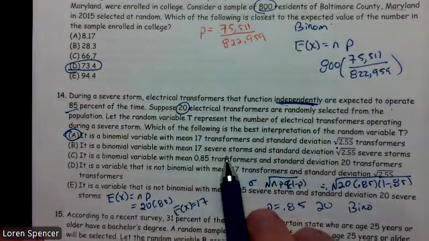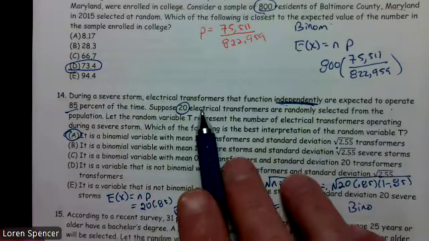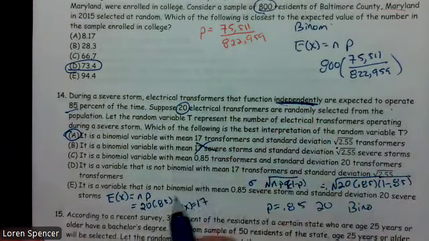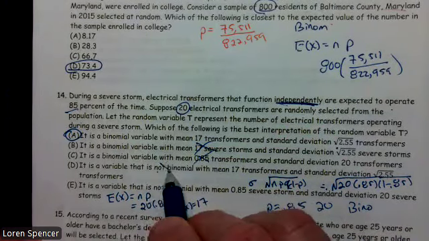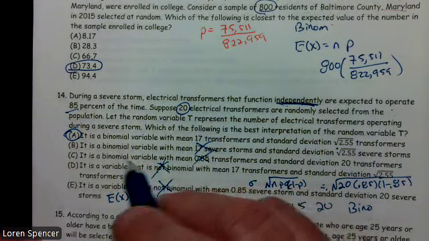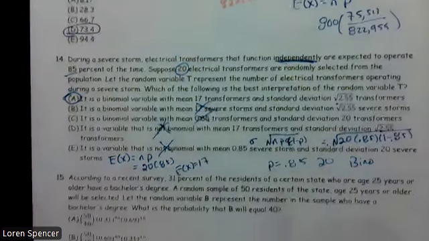All right, let's look at this. It's a binomial with a mean of 17 severe storms. No, it's a mean of transformers, so this is the wrong thing here. 85 transformers. No, this is not a binomial. No, not a binomial. And it definitely is a binomial. Our best answer choice is A.